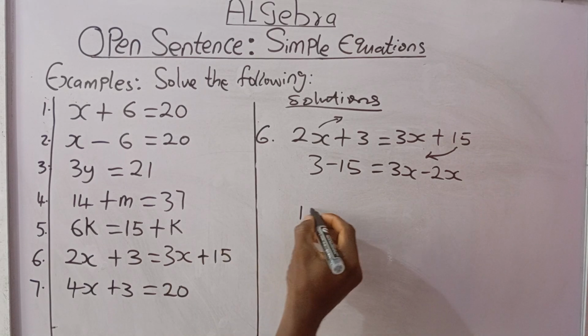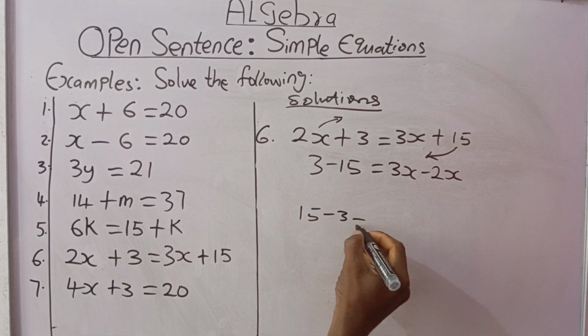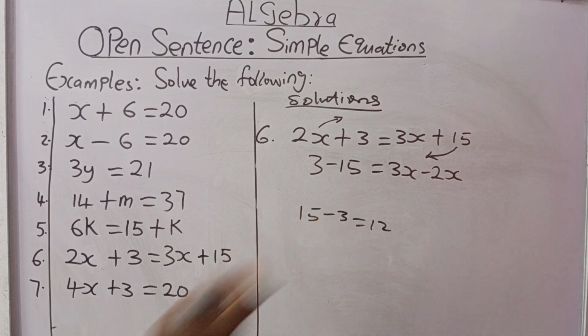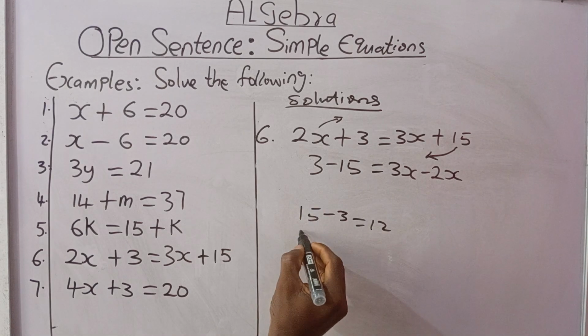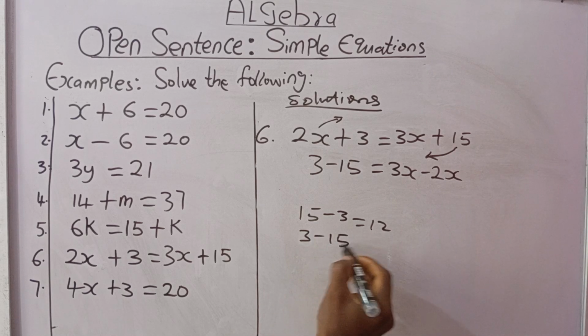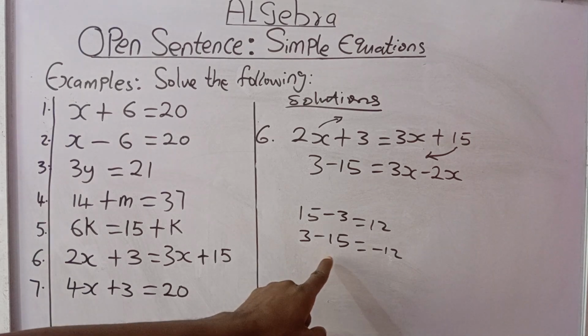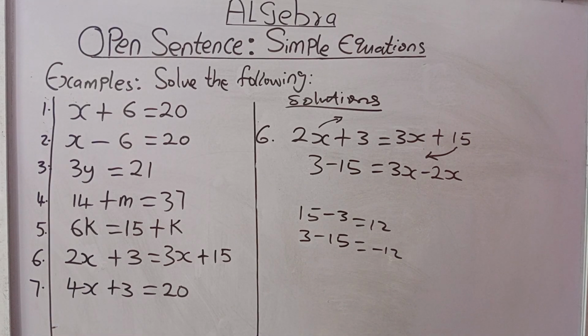Because if we have 15 minus 3, that will give us 12, right? Because a bigger number minus a smaller number will give us a positive number. That's what we call positive difference. But when a small number like 3 minus 15, what will it give us? It will give us minus 12. That is called negative difference because a smaller number is subtracting a bigger number. In that instance, it's going to give you a negative answer.